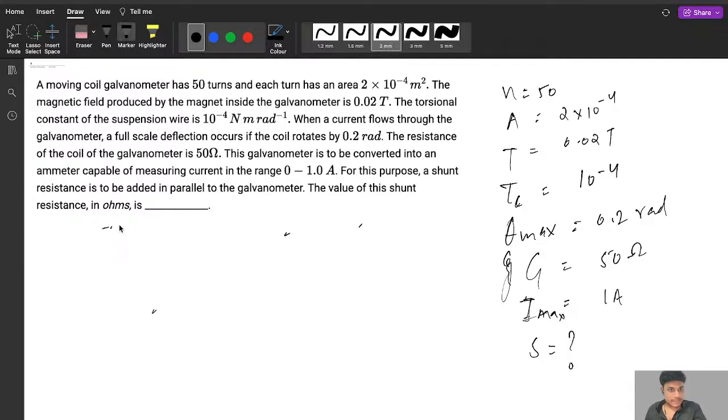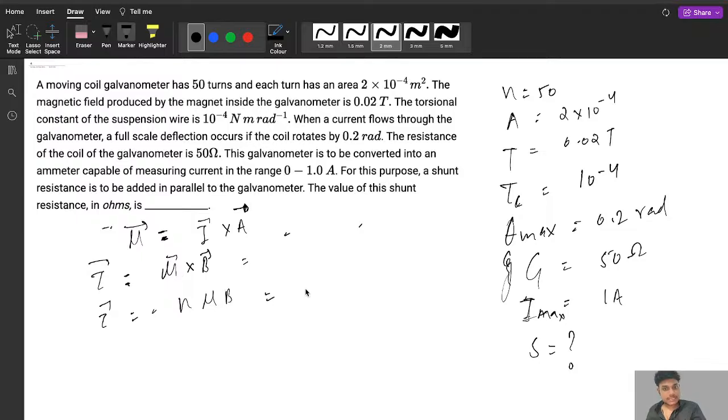Here, what is our mu? That is the magnetic moment, that is I cross A, right? And from here we get the torque on one coil, that is on a single coil, is mu cross B. And for the whole coil it is N into mu into B. What is mu? That is N I A into B. You understand this? This is our torque.